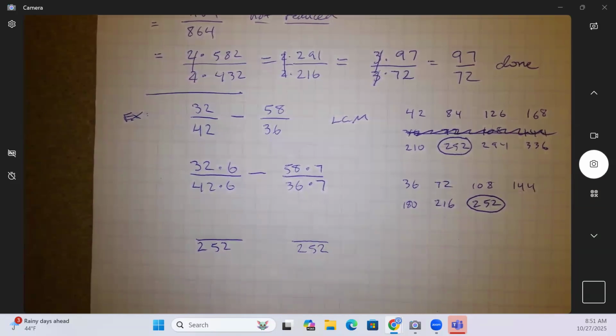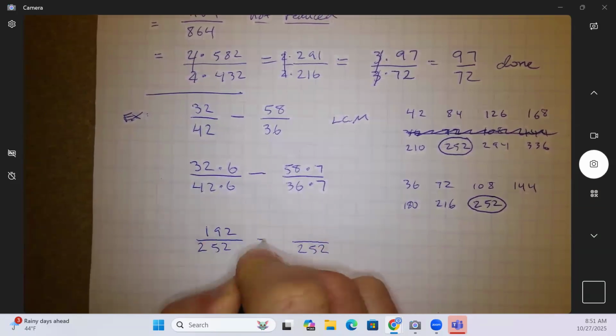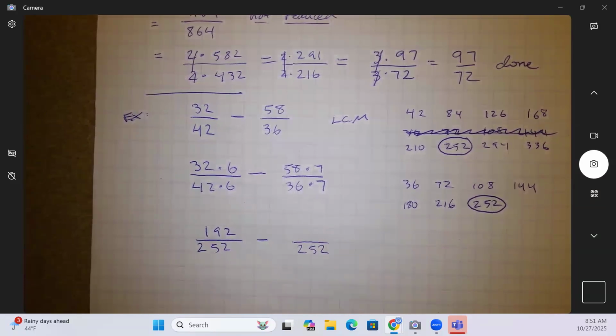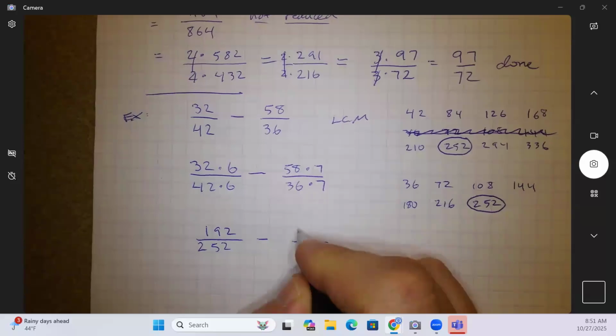All right. So I got the denominators where they need to go. And now I get the numerators. 32 times 6 is 192. And 58 times 7 is 406.